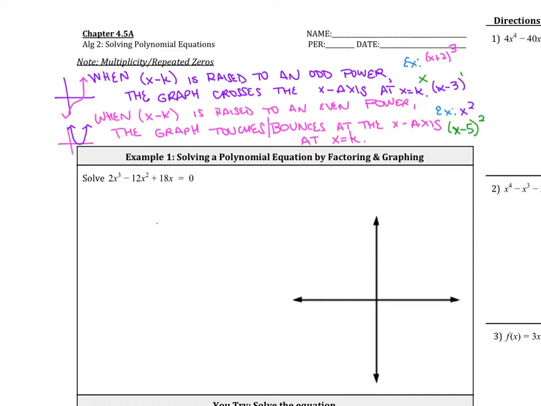So what we're going to do is solve a polynomial equation. So we're finding the x-intercepts, and then we're also going to graph. So here's an example. Solve 2x cubed minus 12x squared plus 18x equals 0. So what we want to do is factor. So always take a look at GCF first. What can I divide out of all the terms?